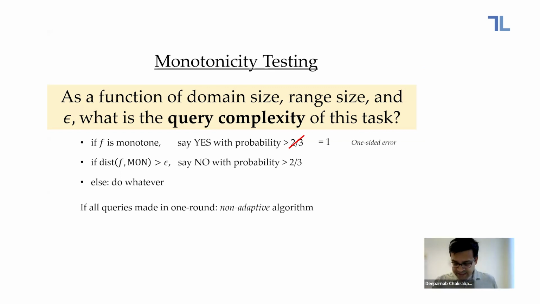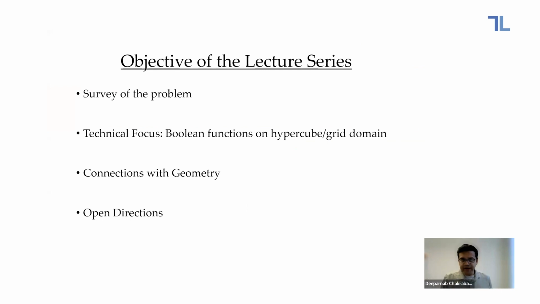So hopefully the question and the setting is clear. With that in mind, let me tell a little bit about the objective of this series. We want to give a survey of monotonicity testing, but mostly with a focus on Boolean functions on the Boolean hypercube and Boolean hypergrid domain. The reason is that there is a lot of richness that has been uncovered over the past 25 years since this problem has been studied. In particular, there are connections with discrete isoperimetric problems that arise in geometry. That's the kind of connection that we also want to talk about over the next 3 weeks.